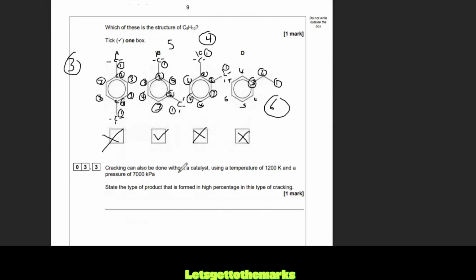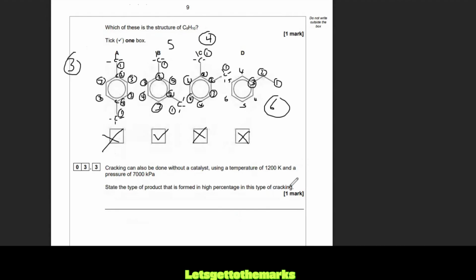3.3. Cracking can also be done without a catalyst using a temperature of 1200 Kelvin and a pressure of 7000 kilopascals. State the type of product that is formed in a high percentage in this type of cracking. So you can pause the video, have a go. Right, I'm going to go through the answers.